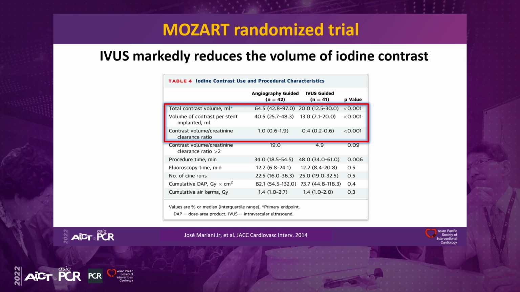So in terms of the MOZART randomized trial, it's the first randomized study. Although the sample size is not so large, only 84 patients were randomized to either angio or IVUS guidance. Compared with angio guidance, IVUS guidance consumed significantly less contrast, only 20 cc compared with 64 cc in angio guidance. Next.